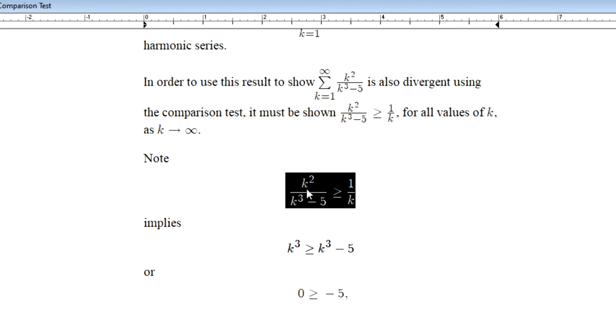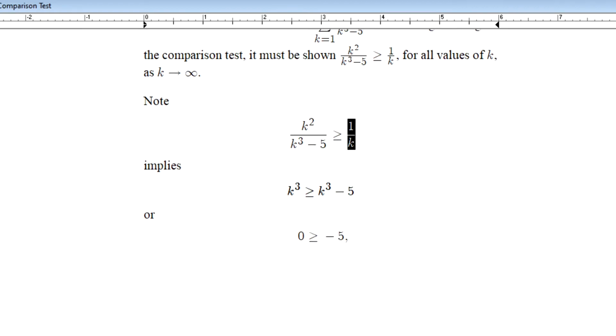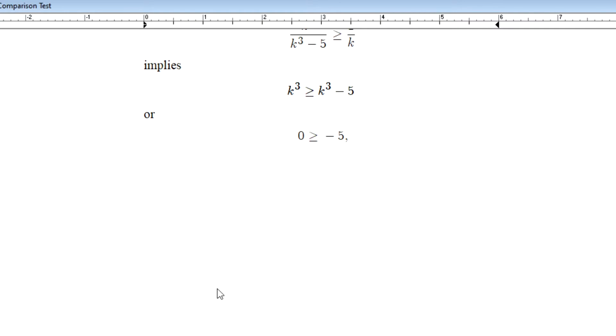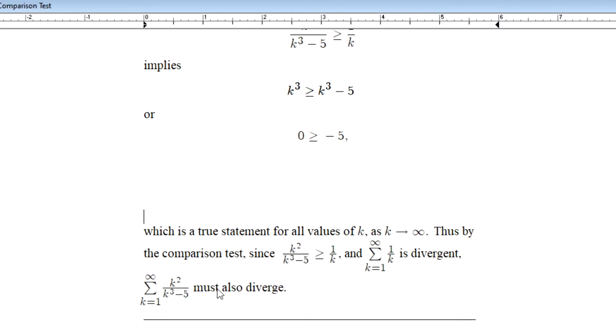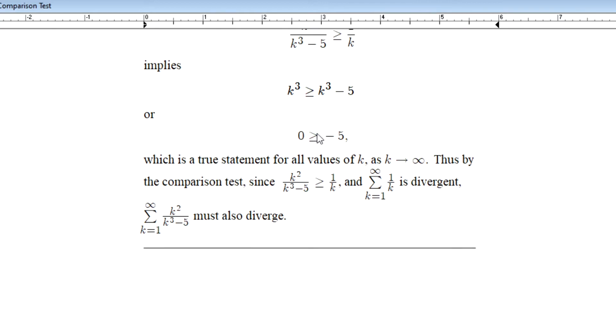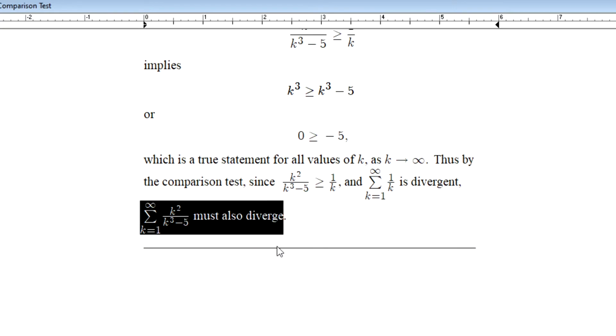So, since this is always true, and the series we're comparing to, 1 over k, is divergent, the terms of our given series being greater than or equal to the terms of the harmonic series, and the harmonic series being divergent, we're able to conclude that the given series must also diverge. All right? And that's what we see here in our final statement. This statement that we make here in the inequality is true for all values of k as k heads to infinity. Thus, by the comparison test, since the terms of our given series are greater than or equal to the terms of the harmonic series, and the corresponding harmonic series is divergent, then our given series must also diverge.